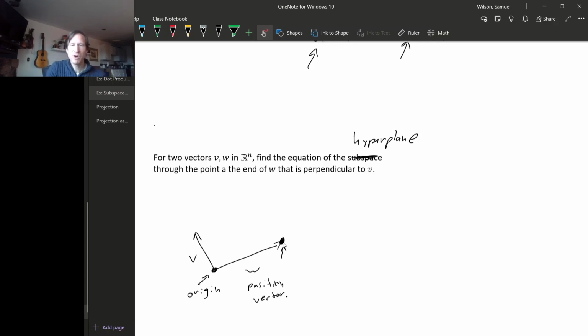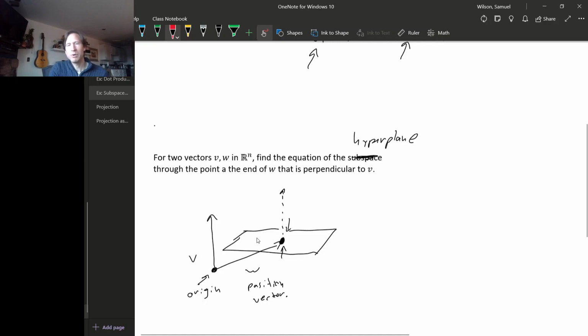Okay, so what we're looking for is, let me change my picture for v so it doesn't look like it's perpendicular to w. There we go. So we want an equation for the plane through this point where w is ending and perpendicular to v. So v goes like this, and so our plane should be like this, right? All right. And what we want to be able to do is write an equation that is true exactly when a vector ends on this plane.